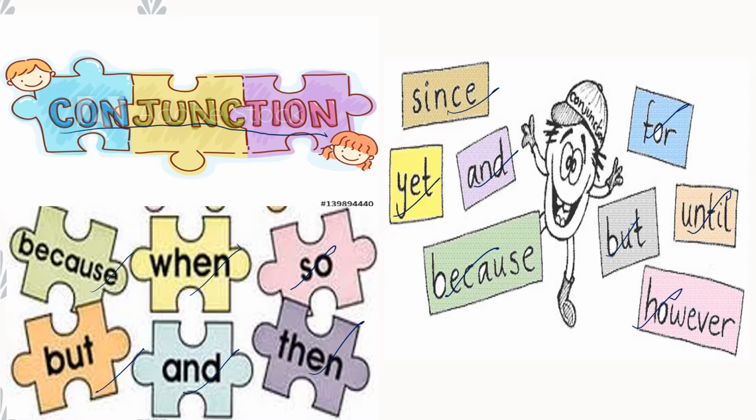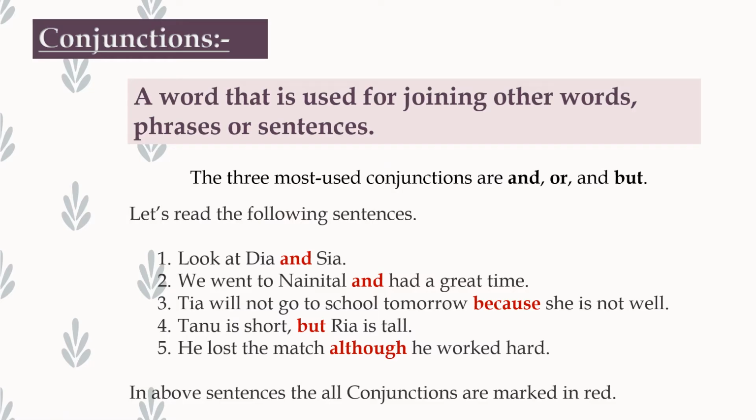Let's understand what conjunctions are. Conjunctions: a word that is used for joining other words, phrases, or sentences. So conjunctions are the words that are used to join two or more words or phrases or sentences. The most commonly used conjunctions that we use in almost all sentences are and, or, and but.